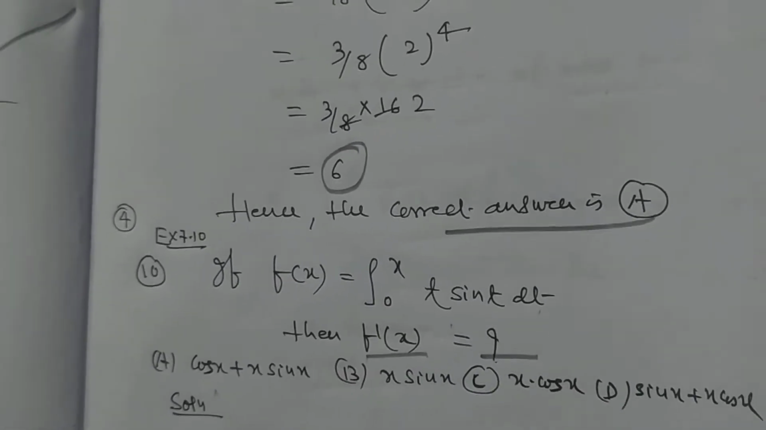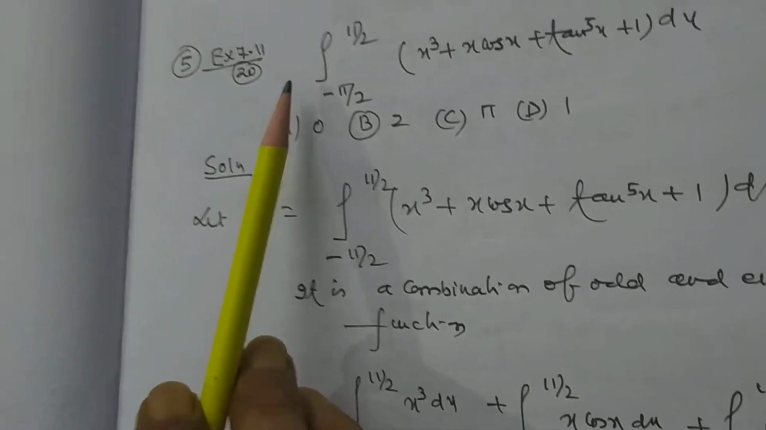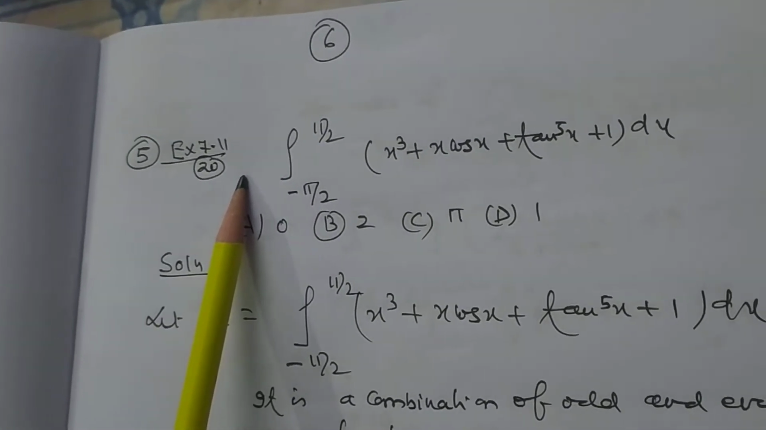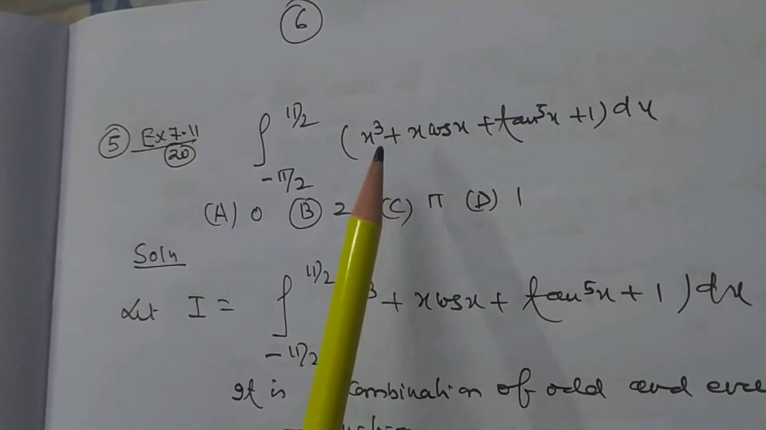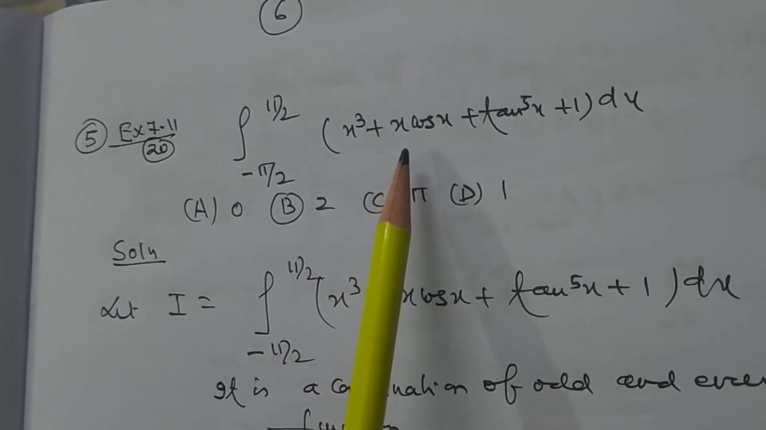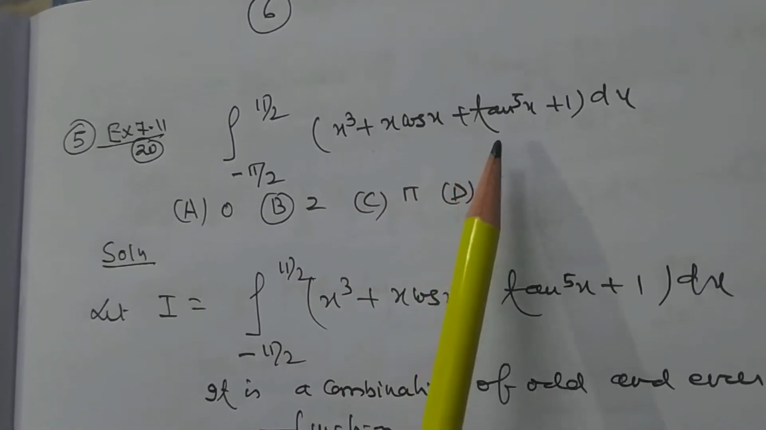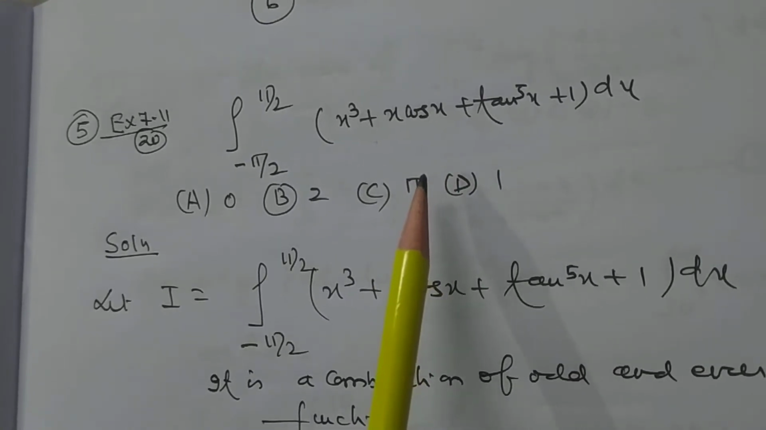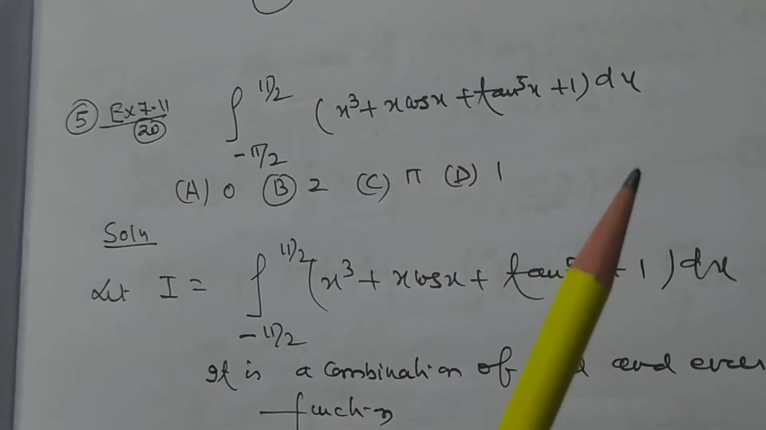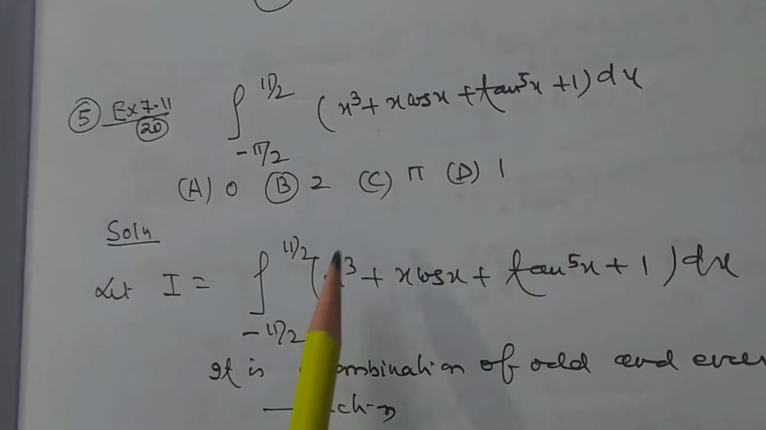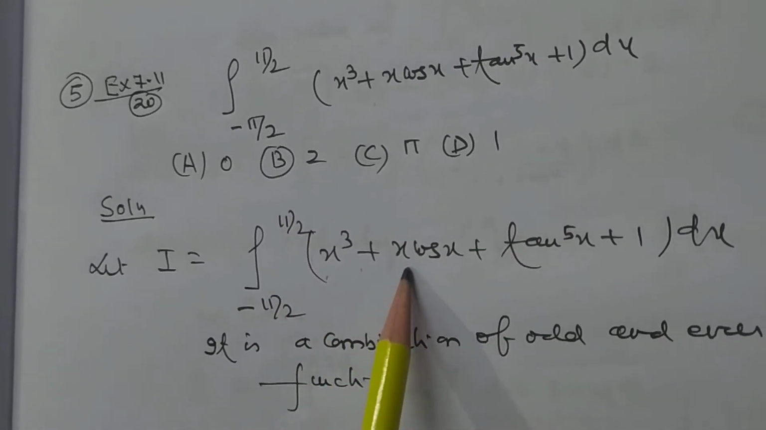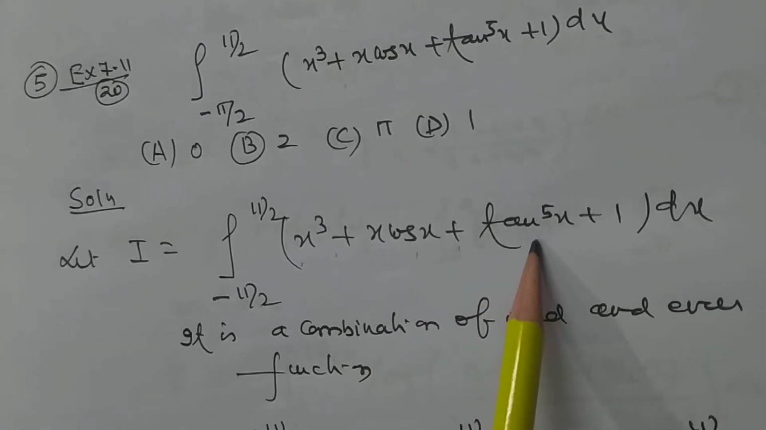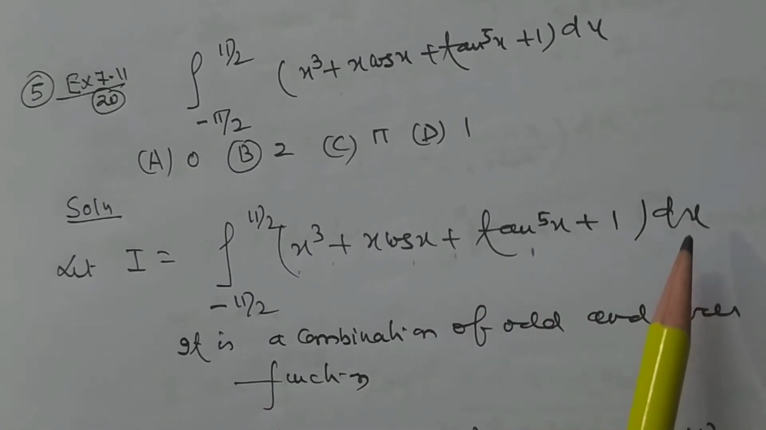Option B is correct. Now, my dear student, we have already discussed this problem in the next video, the video of definite integration. Though I want to discuss it because it is a combination of odd function and even function. Dear students, the integral from minus pi by 2 to pi by 2 of x cube plus x cos x plus 10 to the power 5x plus 1, into dx.